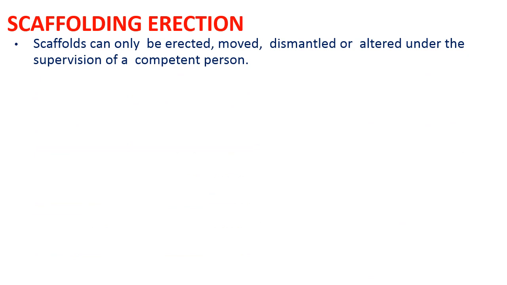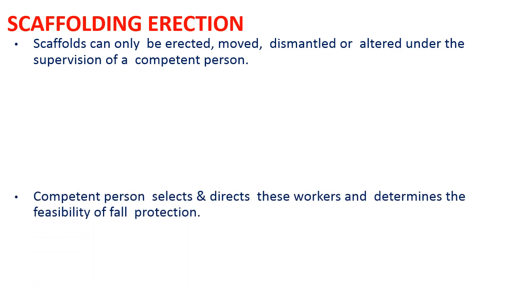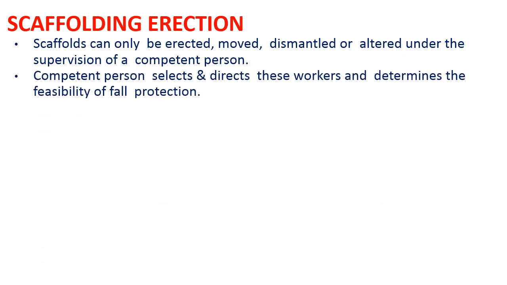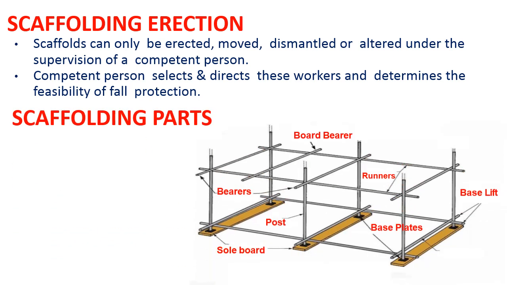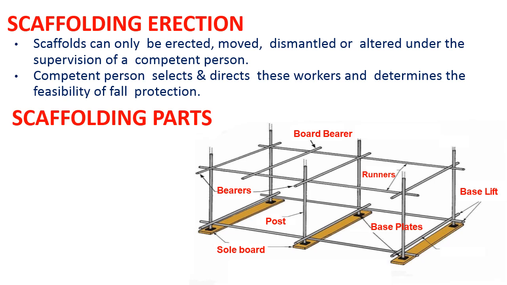Scaffolding erection. Scaffold can only be erected, moved, dismantled or altered under the supervision of a competent person. The competent person selects and directs these workers and determines the feasibility of fall protection. Scaffolding parts. Here are some parts of scaffolding: board bearers, post, sole board, runners, base plates, base lift.